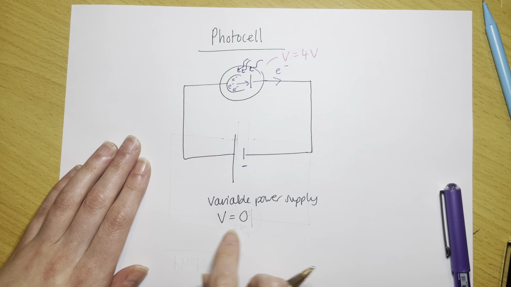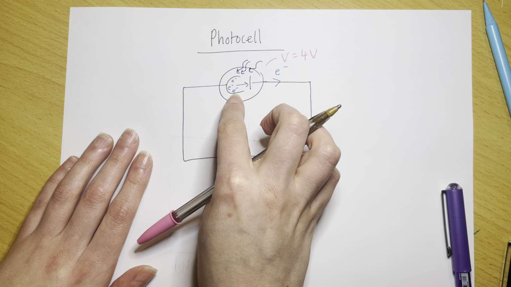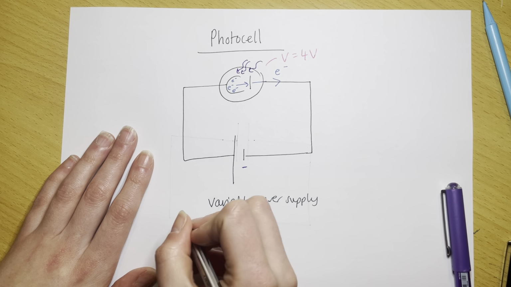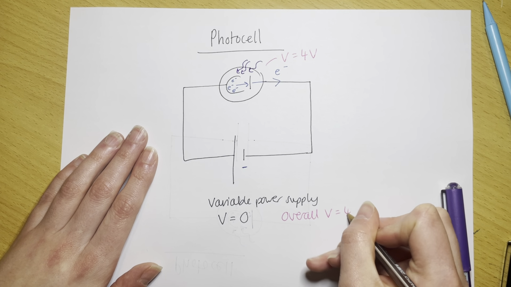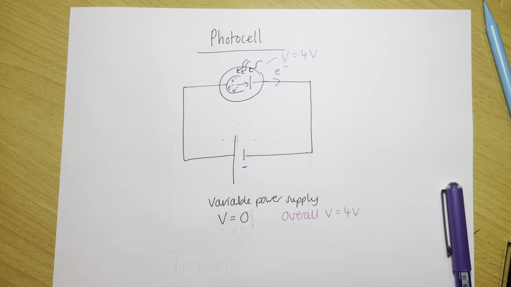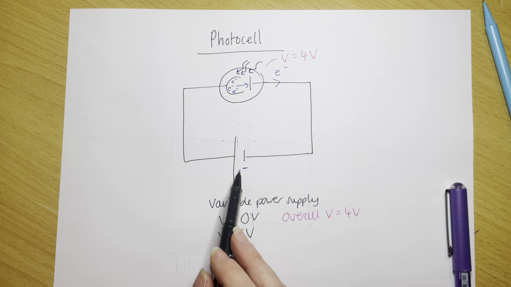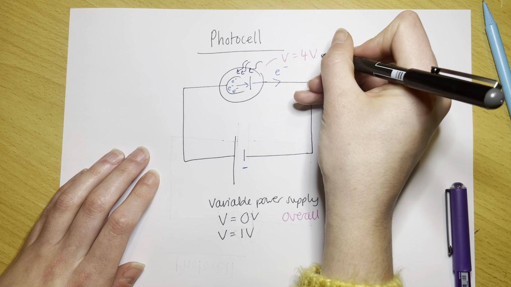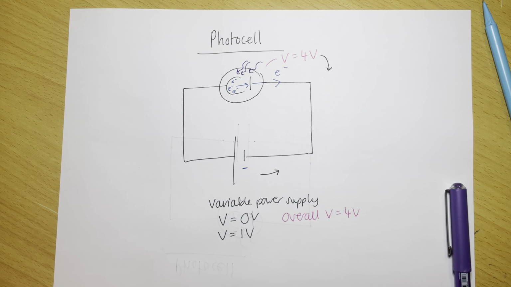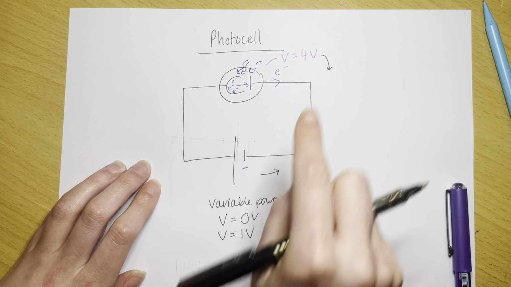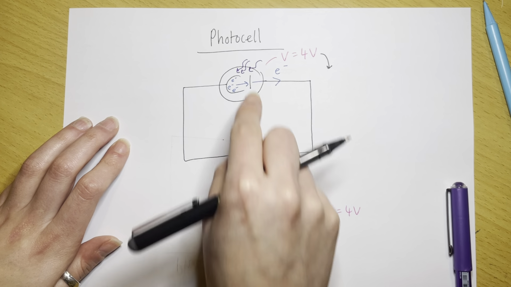At this point in time, when this variable power supply has no voltage, it's not opposing the photocell. So the photocell will be the only power source in the circuit, and the overall voltage of the circuit will equal 4 volts. But what's going to happen is I'm going to gradually increase the voltage of my power supply. Now, the photocell is trying to push the electrons this way, but my power supply is trying to push the electrons back this way. If the photocell has a voltage of 4 and the power supply has a voltage of 1, which one's going to win? Well, the photocell, because 4 is bigger than 1.